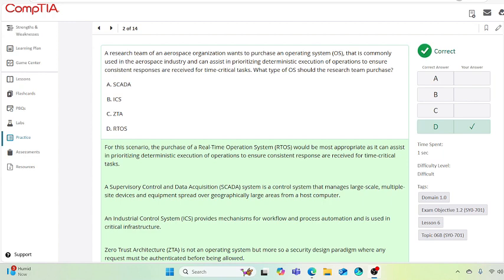RTOS. The purchase of a real-time operating system would be most appropriate as it can assist in prioritizing deterministic execution of operations to ensure consistent responses are received for time-critical tasks.